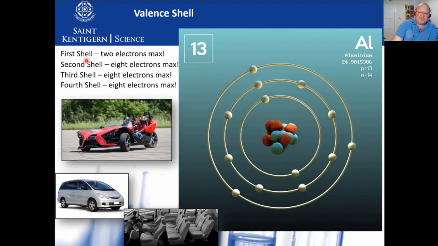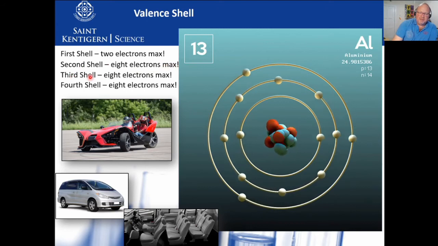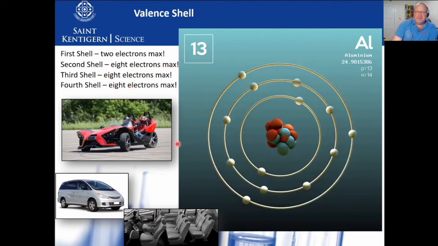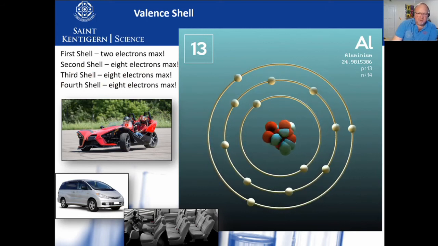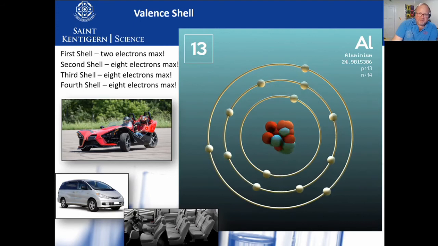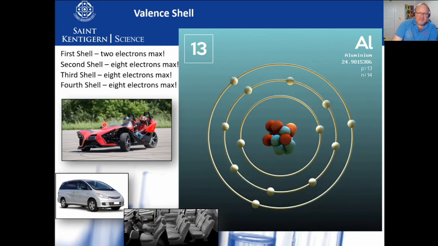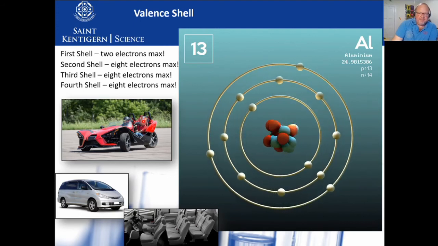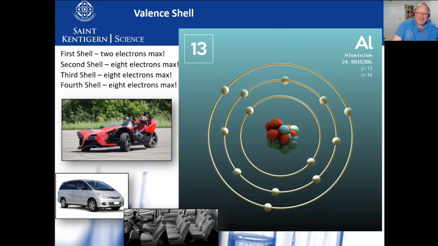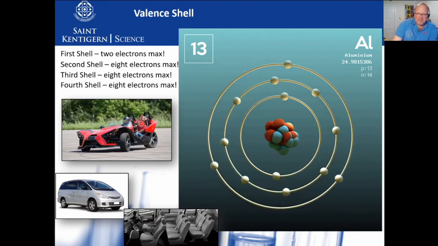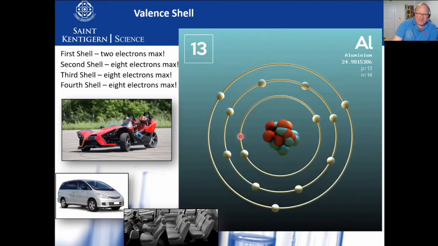So your first shell, only 2. Your second shell, only 8. Third shell, only 8. And the fourth shell, also 8. I always think about that. The guy who's going to arrive there first is going to be the guy in the 2-seater sports car. Woohoo! Because this is a ride-sharing club, and the sports car arrives first. So how many seats in this sports car? It's a Polaris. So in this sports car, there's only space for 2.